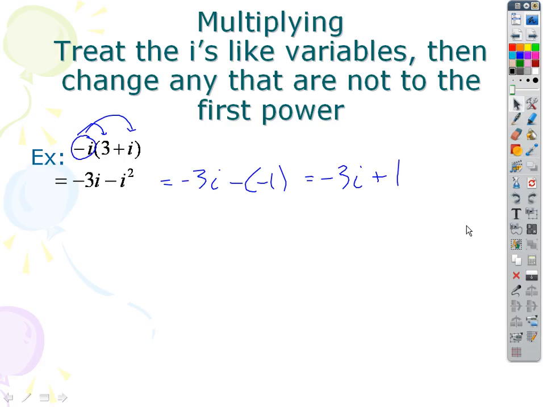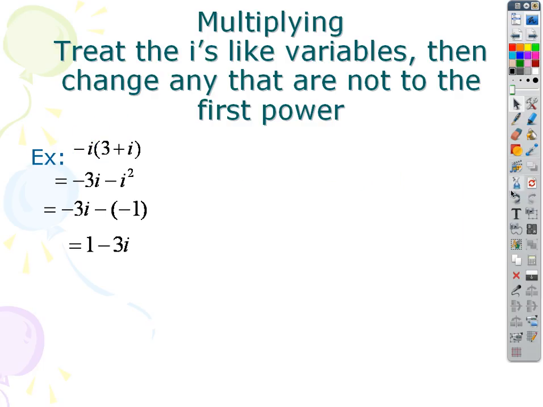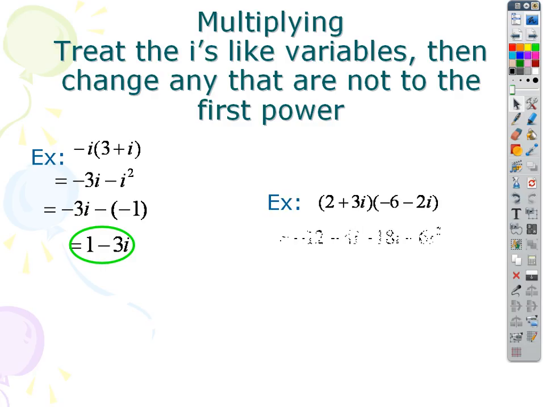Okay, what about something like this? What do we do with that? Yeah, we just FOIL it, just like we would with x's instead of i's. We're just going to FOIL it out. So if we do that, first times first gives us negative 12, outside gives us negative 4i, inside gives us negative 18i, and last gives us negative 6i squared.